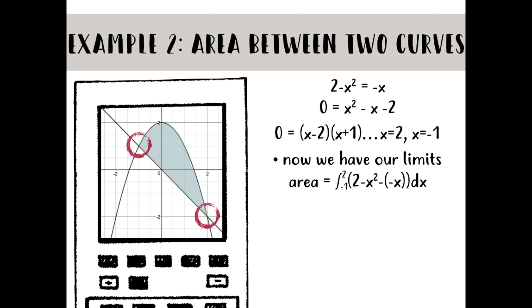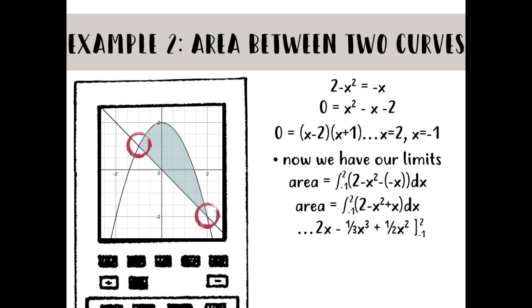So area equals the definite integral from negative 1 to 2 of 2 minus x squared minus negative x dx, which simplifies to the definite integral from negative 1 to 2 of 2 minus x squared plus x dx. And then we'll find the antiderivative, which will be 2x minus 1/3 x cubed plus 1/2 x squared, and then we're going to evaluate this from negative 1 to 2.